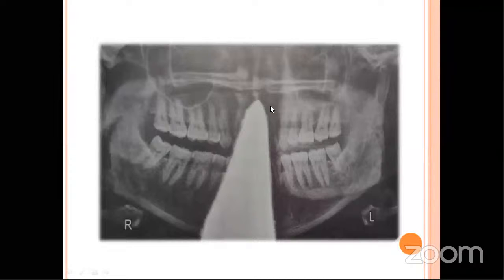And this is an artifact due to the patient wearing the thyroid collar. Thyroid collars are not indicated for taking extraoral radiography, as they may obscure the structures seen in the OPG. So this is a picture which shows the error when the patient is wearing a thyroid collar.